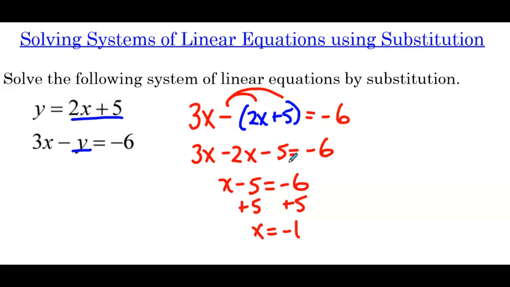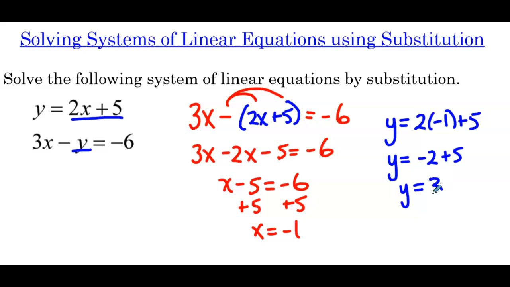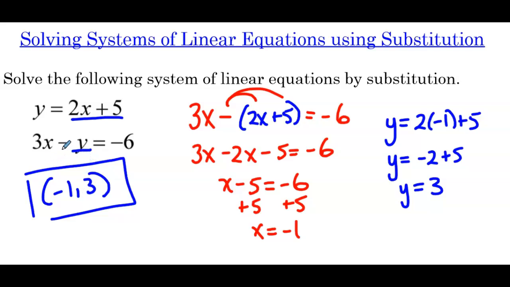So in order to solve for the y coordinate, we're going to take negative 1 for x and substitute it into either of the two equations they gave us. I think it's simpler to use the first equation because y is isolated. So we'd have y equals 2 times negative 1 plus 5, y equals negative 2 plus 5, y equals 3. So the solution to this system of equations is the point negative 1, 3. And we can check that that's correct by plugging it into the equation we didn't use, which we would get negative 3 minus 3, which is in fact negative 6.